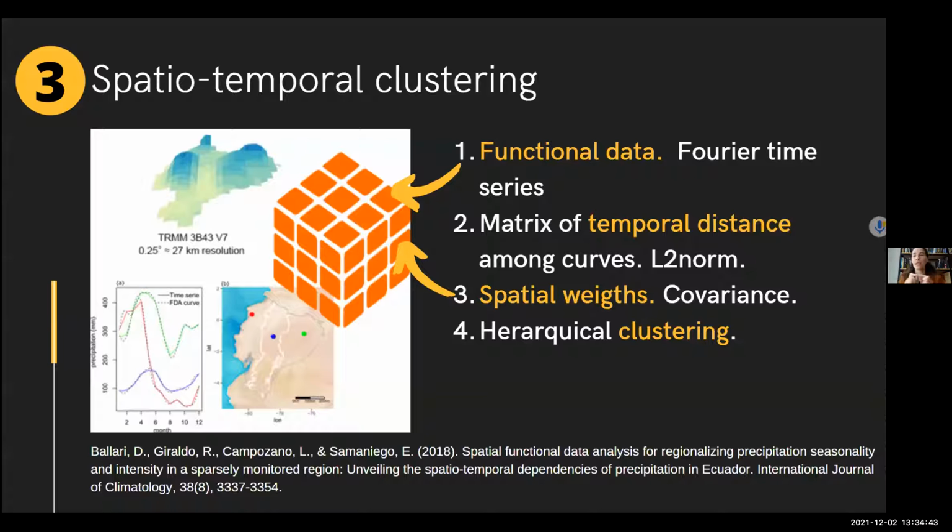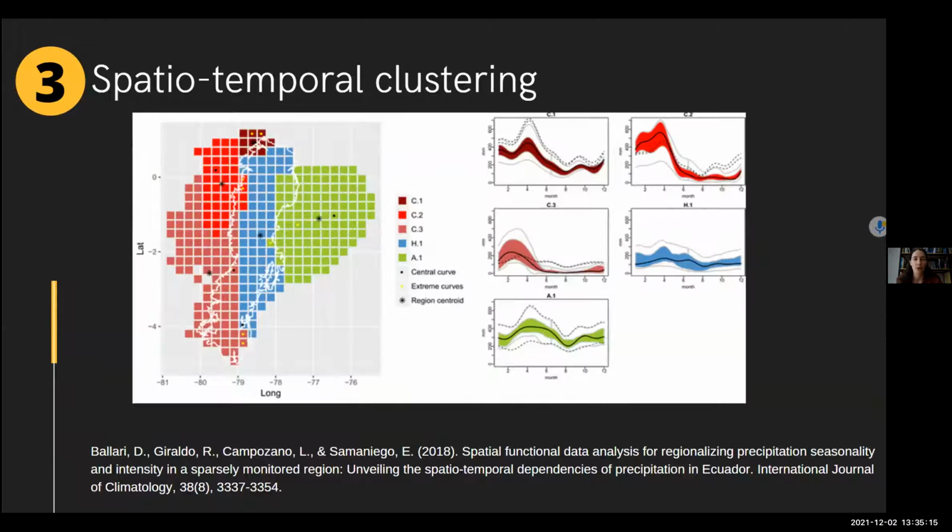And then we measure a function for the temporal distance in all these functions, but that was weighted with spatial autocorrelation. So we had how the similarities perform in the temporal dimension, but also in the spatial dimension. And then we performed a hierarchical clustering that was, I think, more common to find. But the results are spatial regions that have similar behaviors in time.